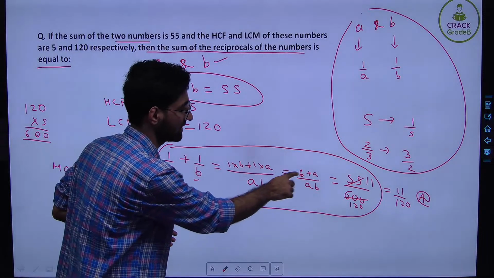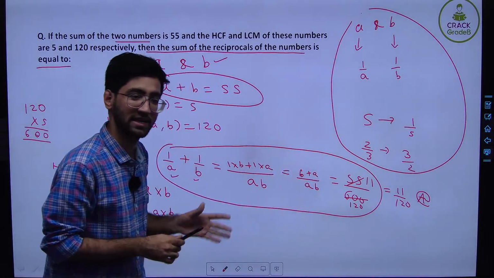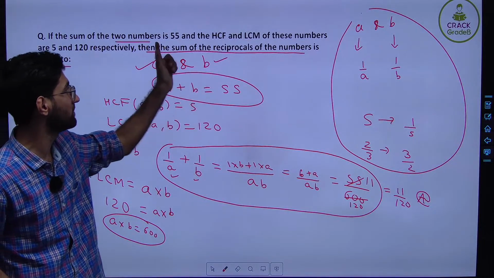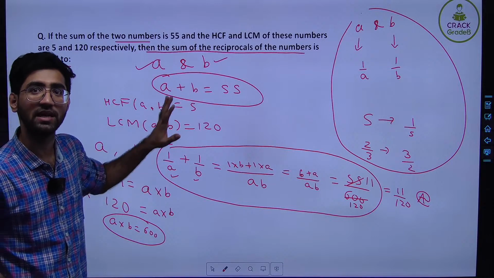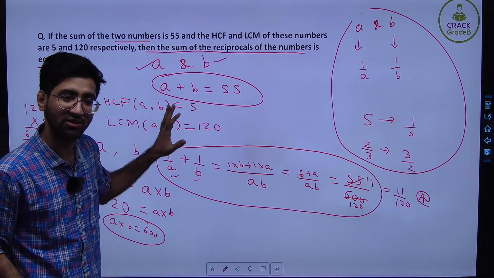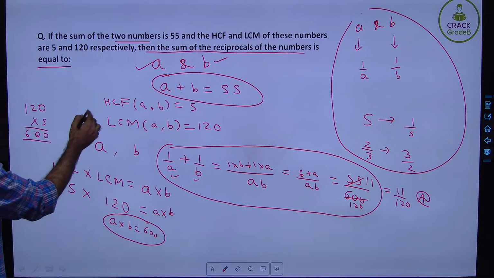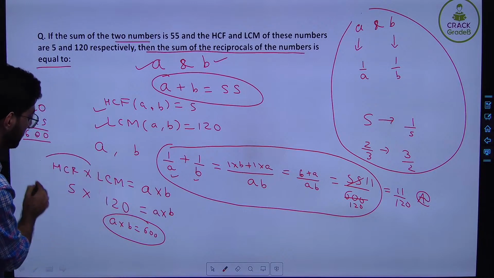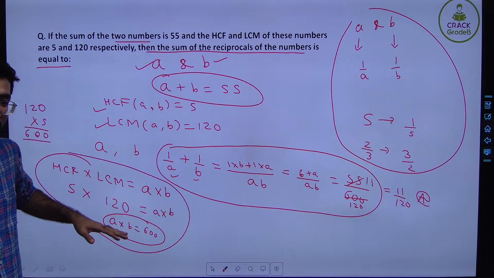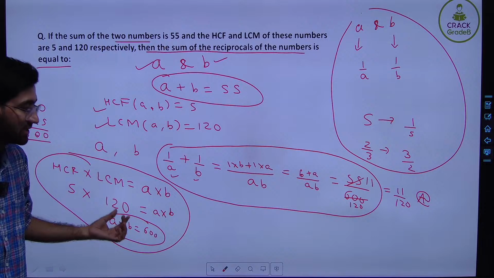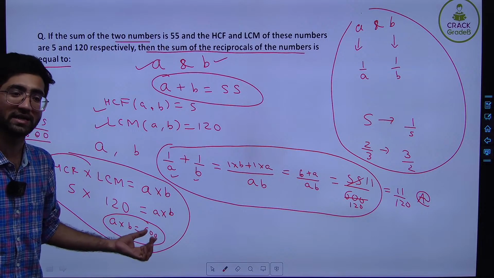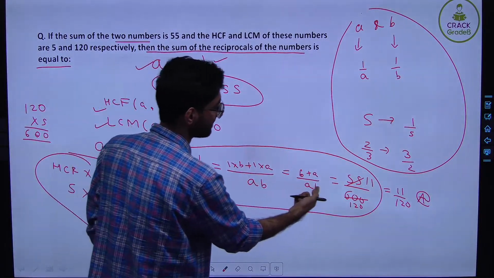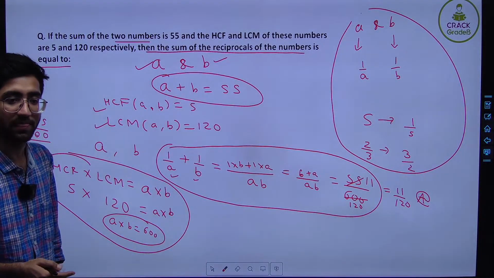If you proceed further, you reach this point, B plus A divided by AB. Since we assumed the numbers are A and B, the sum of these two numbers has been given in the question, that is equal to 55. A plus B equal to 55, right? Now if you read further, it has been given that HCF is 5 and LCM is 120. We applied the concept of HCF into LCM equal to first number into second number. Using this property, we found A into B equal to 600, right? And then we put in the values B plus A equal to 55 and AB equal to 600.